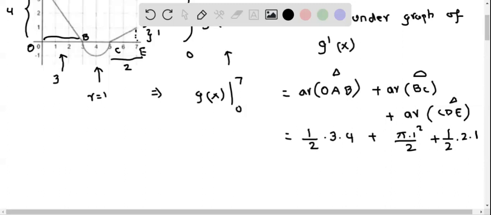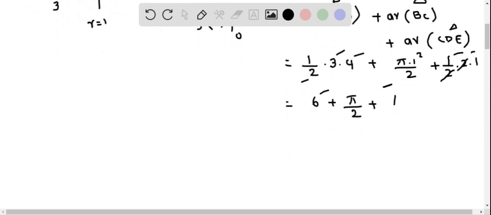So let's find this area. 3 times 4 is 12, 12 divided by 2 is 6 units. And this one is pi times 1 squared, which is pi, divided by 2, plus we can cancel this 2, and so 1 times 1 is 1. So we see that it is 6 plus 1, which is 7, plus pi by 2.